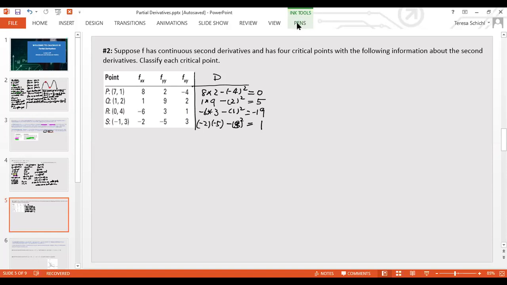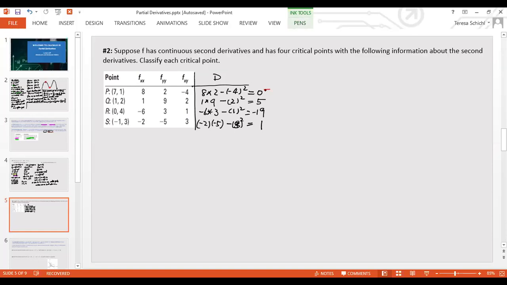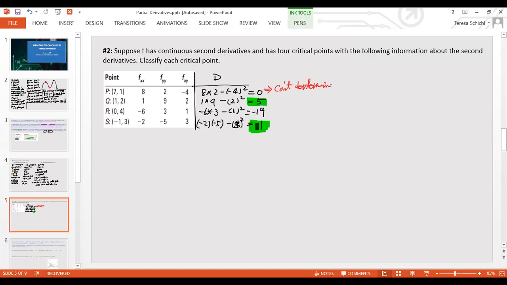Okay, so according to the test, if D is greater than 0, and this one here is equal to 0, then we need more information, we cannot determine. Now both of the other two, they are greater than 0, so then we know the local extrema exists.